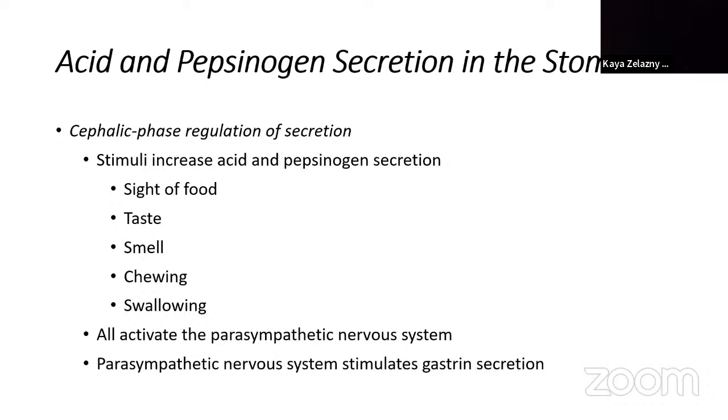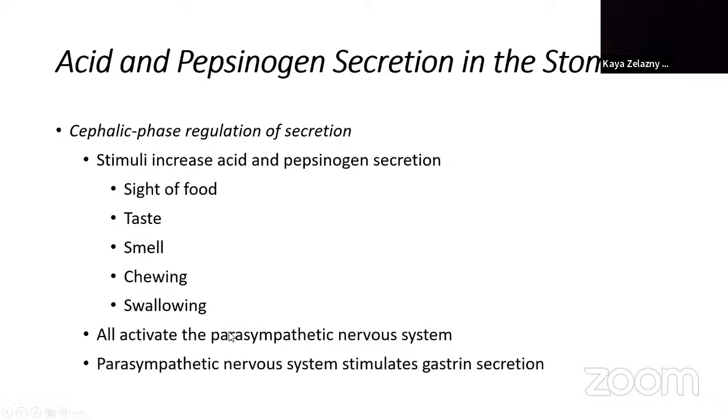So if we're thinking about cephalic phase regulation of the acid and the pepsinogen, we're going to see similar stimuli as for the saliva in your mouth. So things that would stimulate you to produce more acid and pepsinogen are things that tell you you are eating or about to eat. So seeing food, tasting food, smelling food, or physically chewing and swallowing alerts your stomach that you have food incoming. You're going to need to digest something. So it's going to want to make acid and pepsinogen so that you have the available enzymes to break that down, basically.